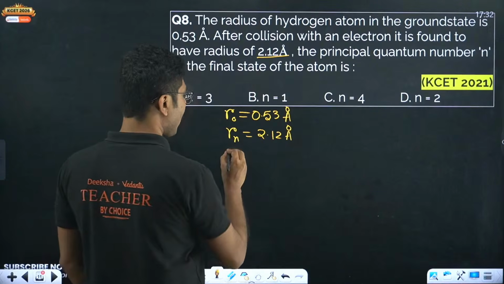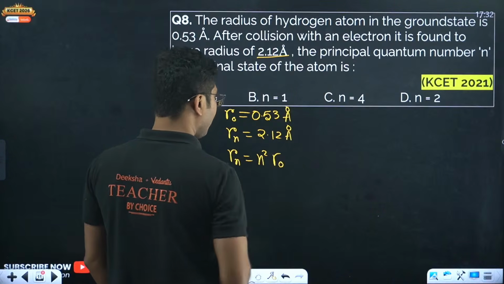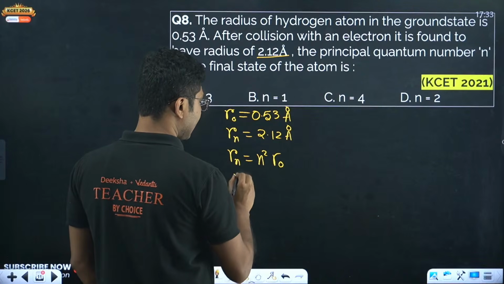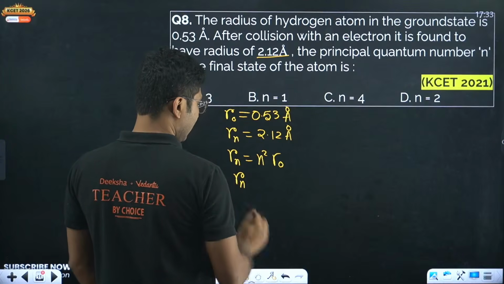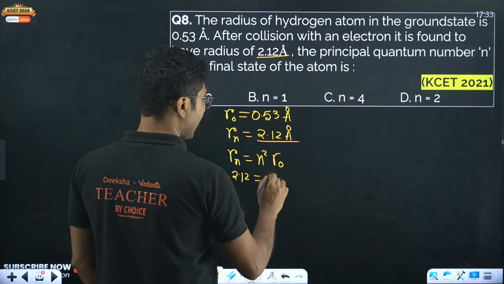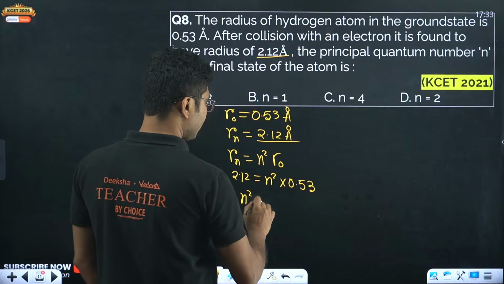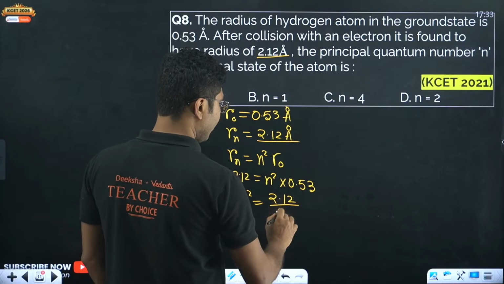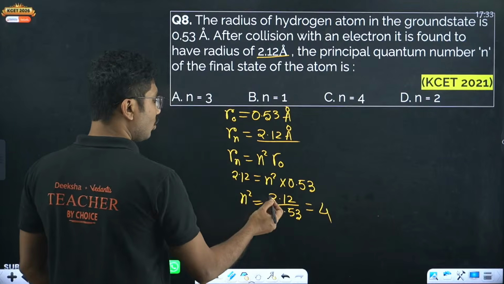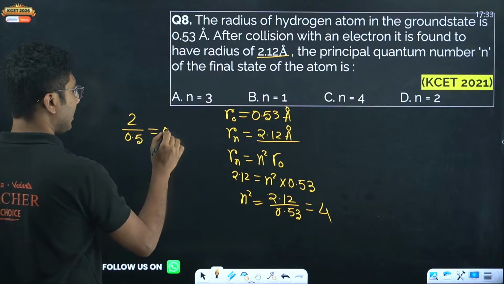Find the principal quantum number n of the final state. What is the principal quantum number? Rn equals n square R0. Rn value is given as 2.12. So 2.12 equals n square into 0.53. So n square equals 2.12 divided by 0.53. So it will be 4. Again we will take the approximation: 2 by 0.5 is 4.